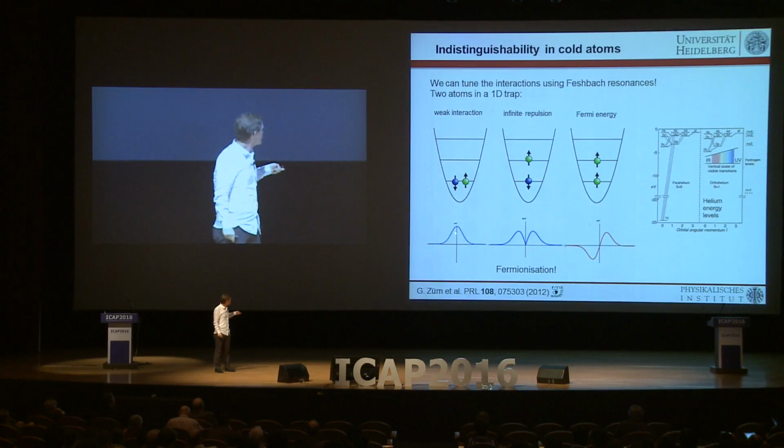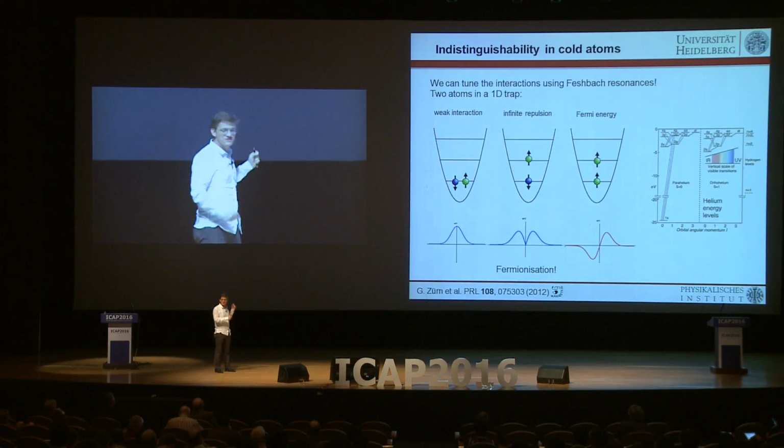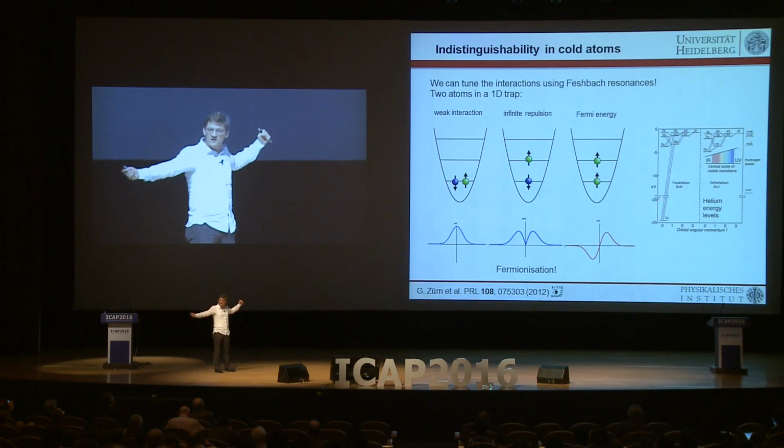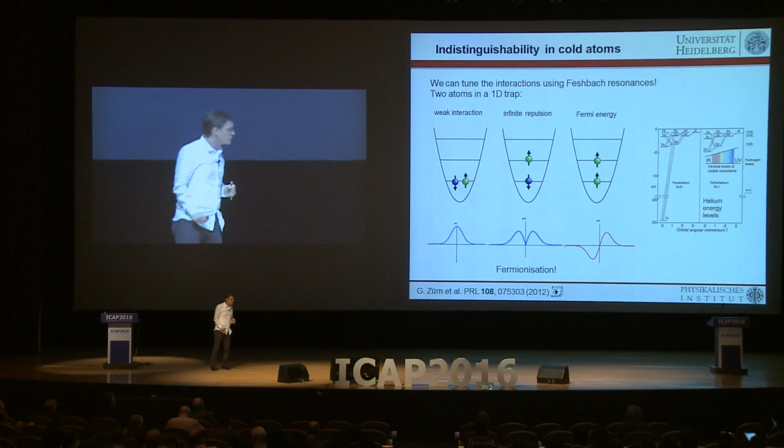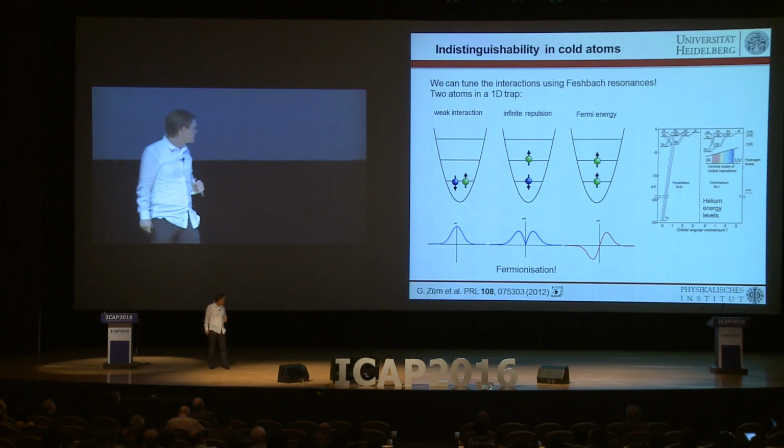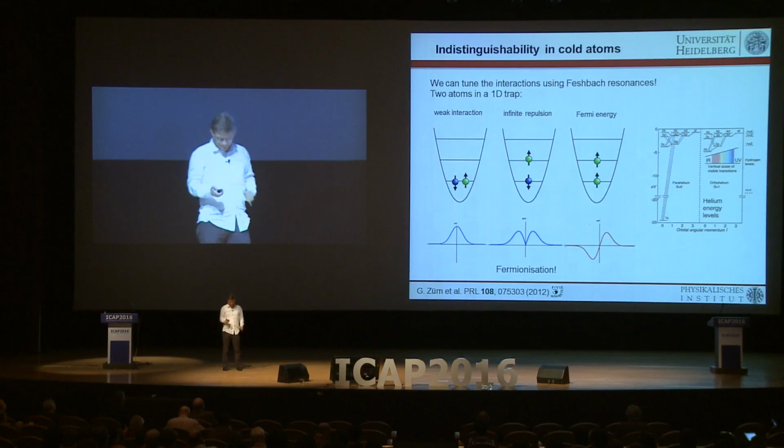So this is what we can really do in experiments. We can really go from the situation where these guys are very weakly repelling each other all the way to the case where they're infinitely repelling each other in one dimension. That's called the Fermionization. We've actually experimentally looked at this in this publication here.